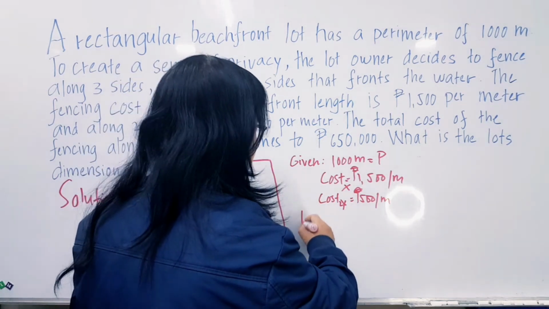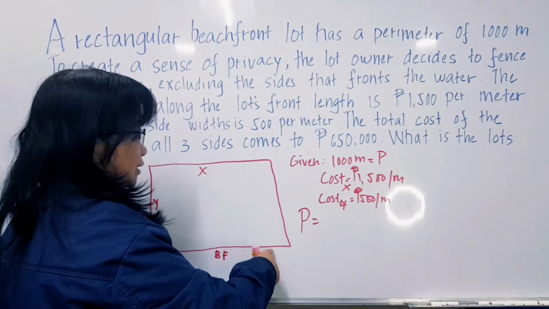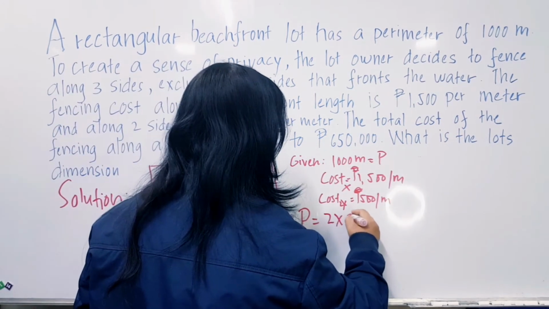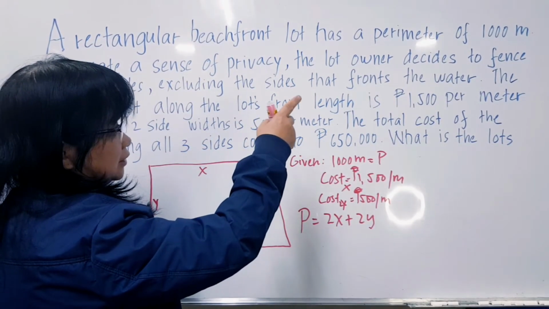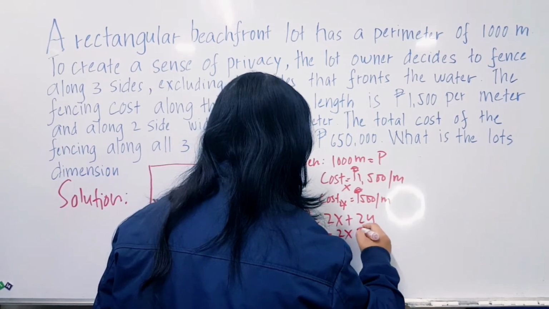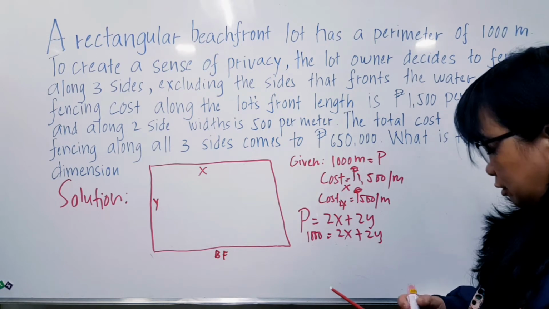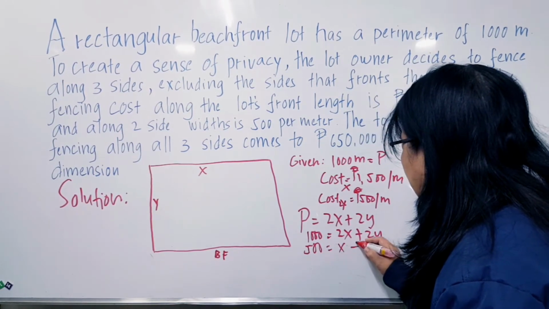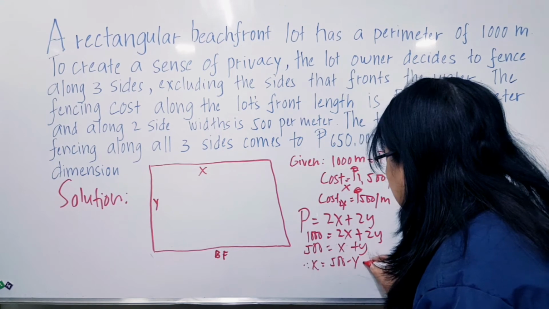So, first, because we know that the perimeter of a rectangle is equal to the total of this one plus this one plus this one plus this one. This is the perimeter, the total of the sides. Pero kasi pareho yan, so gawin natin 2x plus 2y. Dahil pareho yan. And it is equal to 1,000 meters, ang perimeter niya. So we can reduce this by dividing by 2, so it will be 500 is equal to x plus y. Therefore, x can be 500 minus y. This is equation 1.